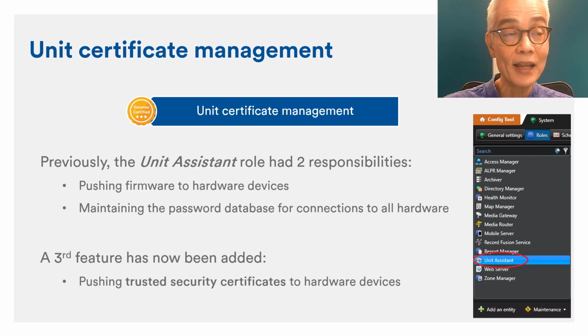So every camera, every IP access controller, and every license plate reader requires certain authentication before you can tell it what to do. Therefore, the Genetec server would save a database containing usernames and passwords for the purpose of connecting to all of these devices. It's the unit assistant role that pushed firmware into hardware devices and maintained the password database for all of our devices. In 5.11, we've added a third feature to the unit assistant role. The unit assistant role can now push trusted security certificates to our hardware devices.